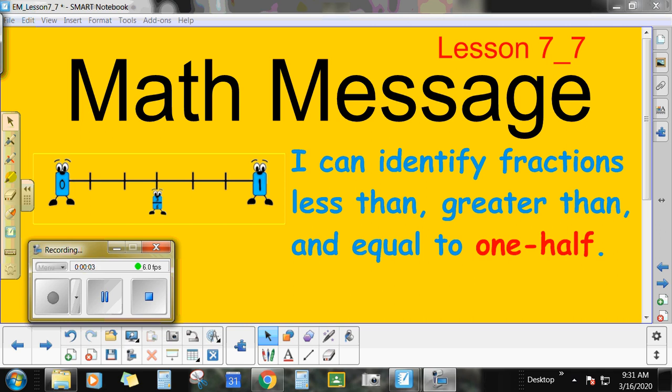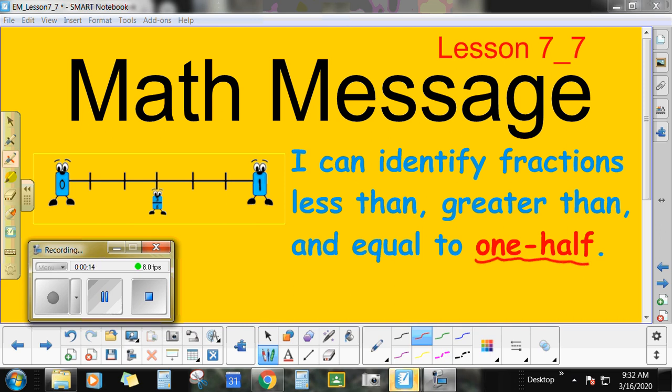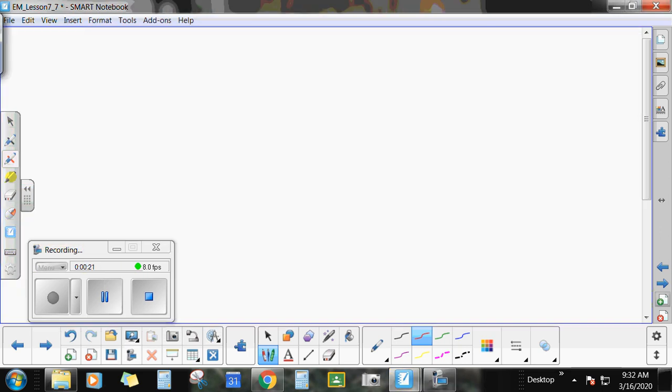All right, guys, this is lesson 7-7. And in this lesson, we're going to be working to identify fractions that are less than, greater than, and equal to 1/2. Now, in yesterday's lesson, we were looking at fractions that were less than, greater than, and equal to 1/2. So let's go ahead and review that real quick.